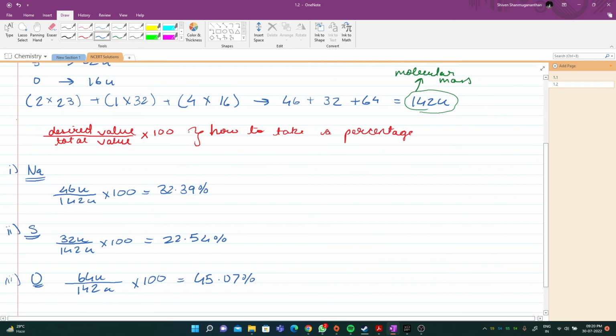And if you add all these three, you will get 100% because those are the only elements constituting this compound.